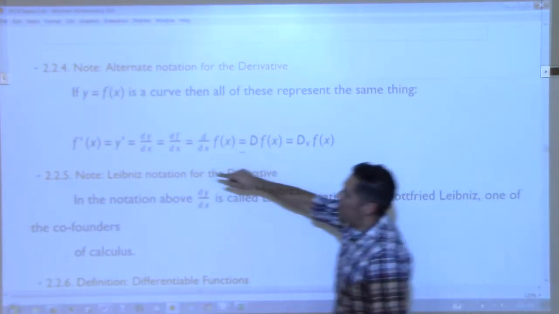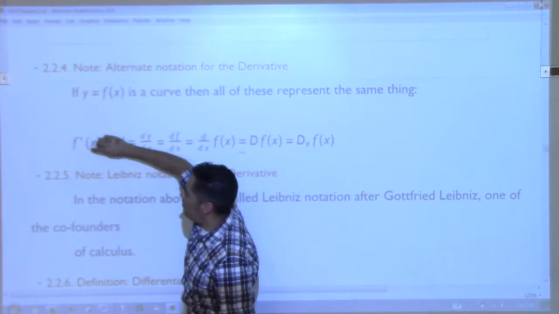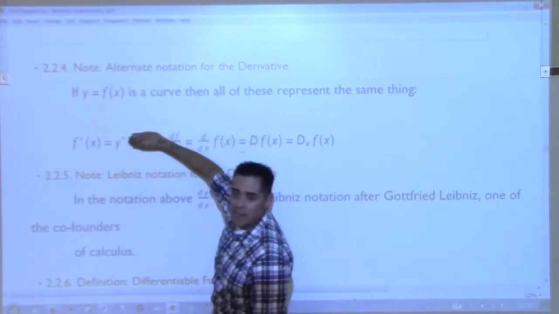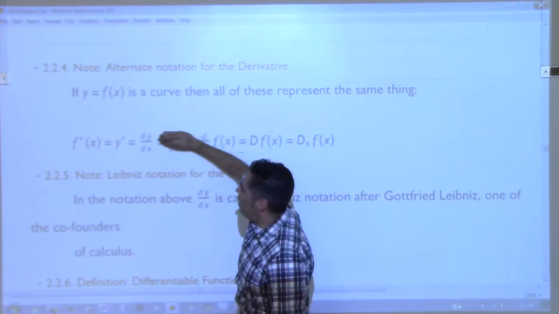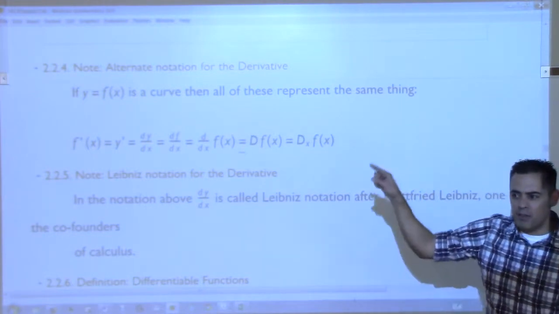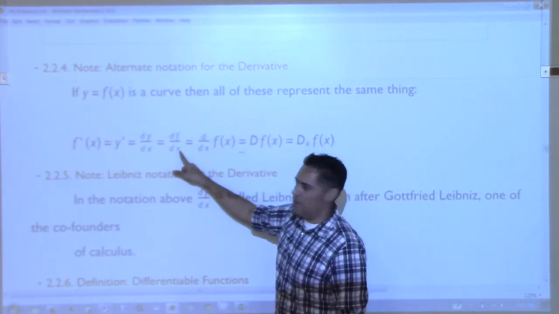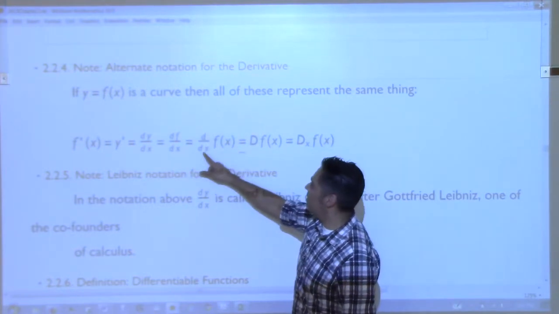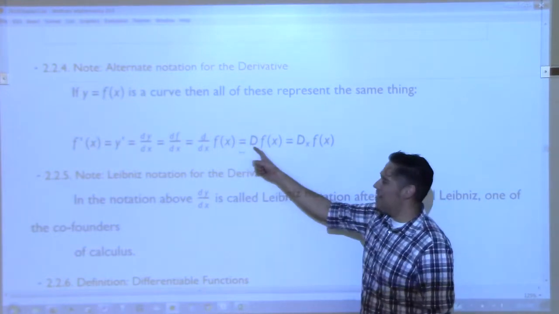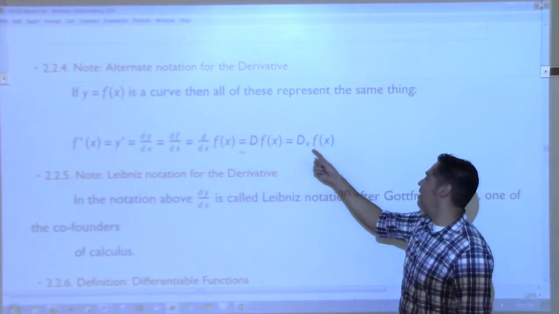Okay, so if I give you a function y equals f of x, if you see me write find f prime of x, that means I want you to find the derivative, right? If I write just y prime, I mean find the derivative. If I write dy over dx, that means go find the derivative. If I write df over dx, that means find the derivative. If I write d over dx and then the function, that means go find the derivative. Capital D of the function, go find the derivative. Capital D subscript x, find the derivative.